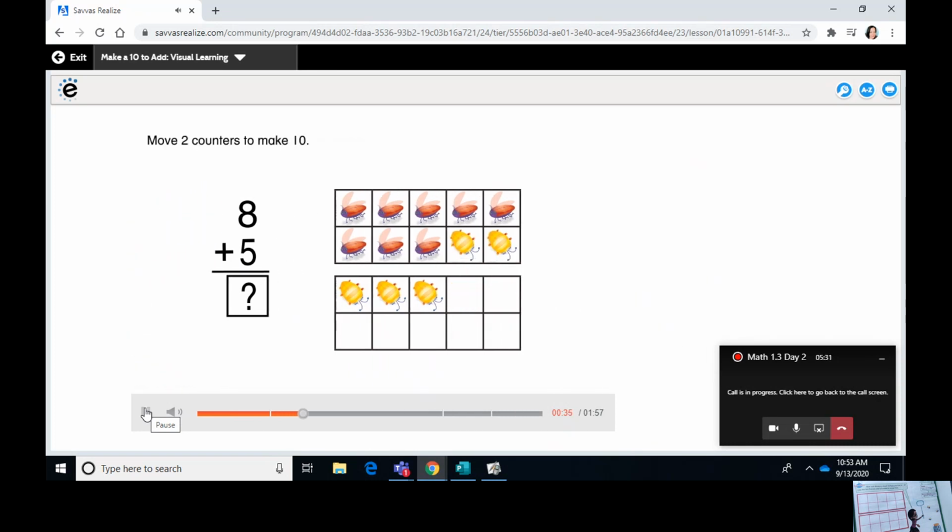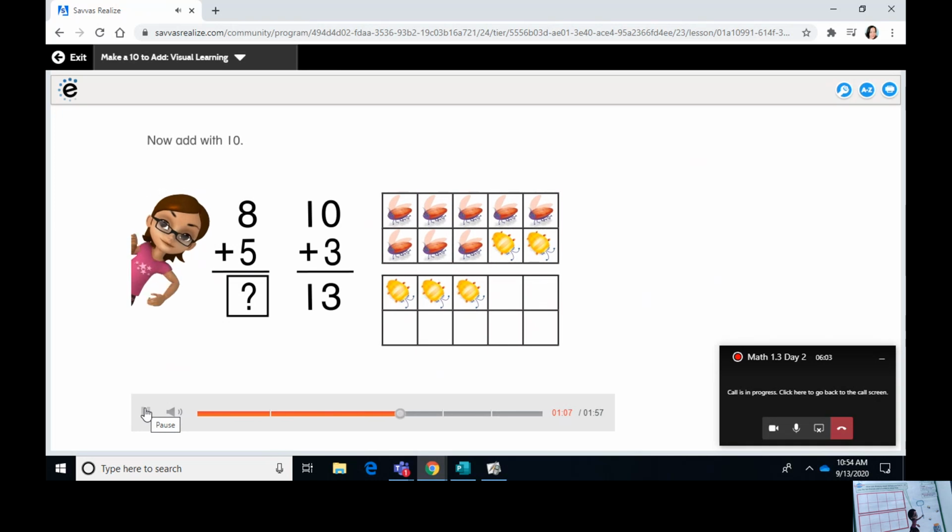Move 2 counters to make 10. Look at the 10 frames. Why do you think 2 counters are moved? 2 counters are needed to fill the top frame to make 10. When those counters are moved, how many are left in the bottom frame? There are 3 counters left. Now add with 10. 10 plus 3 equals 13. So, 8 plus 5 equals 13.